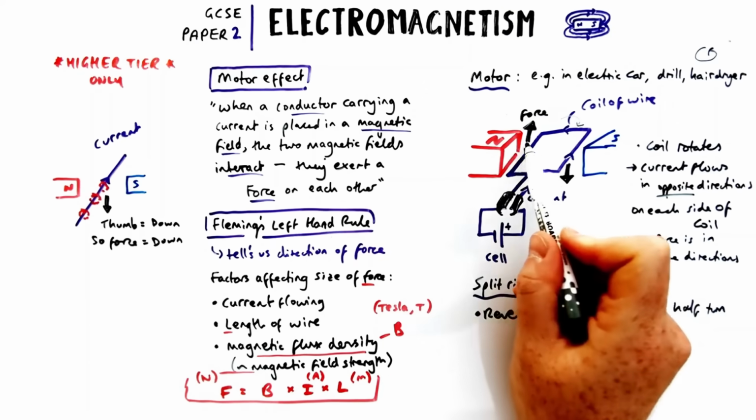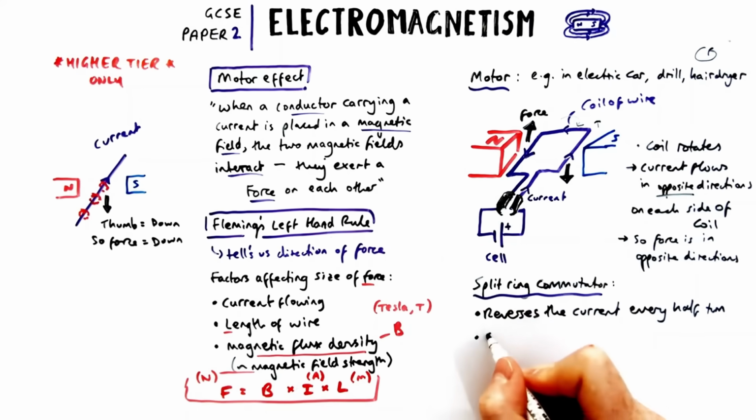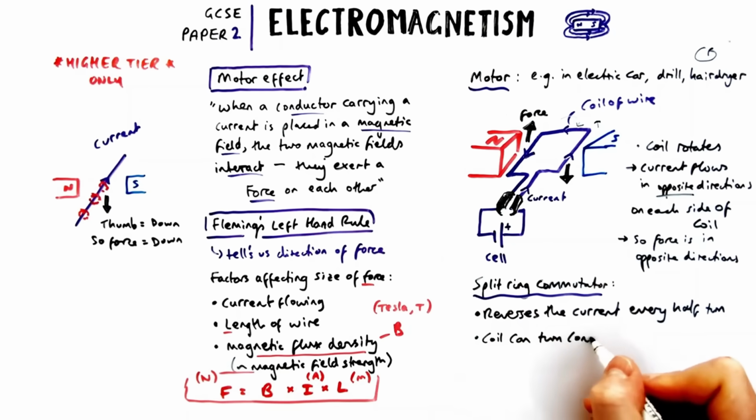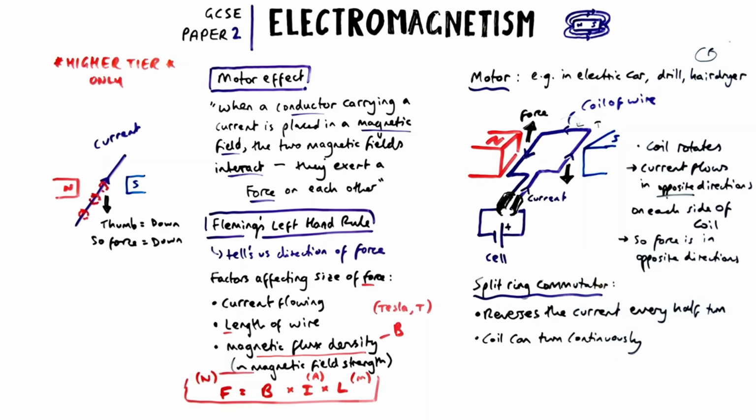So what it does is a rotating sort of circle with a gap in it, where it flips over positive to negative every half turn, so that the coil would experience the force in opposite directions on each side of the coil. An application of this you need to know if you're studying separate science is in a loudspeaker.